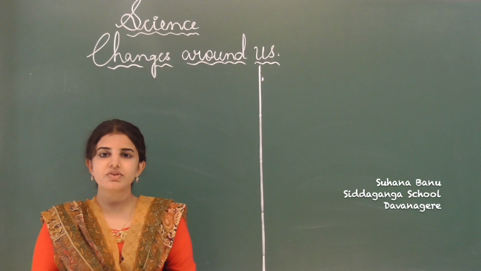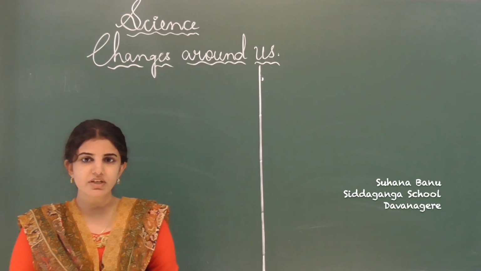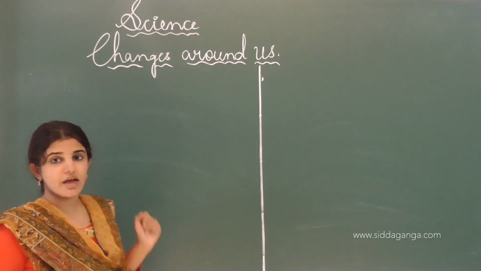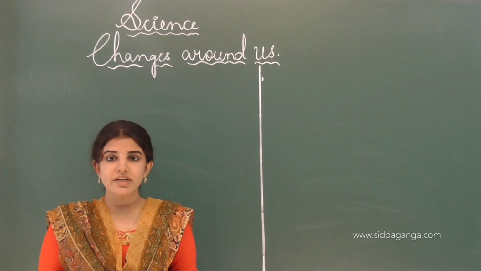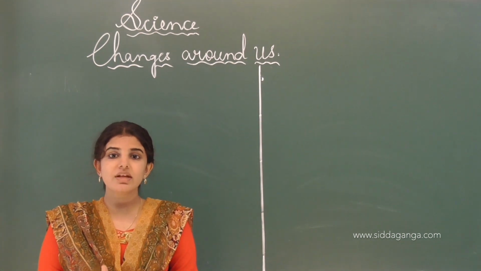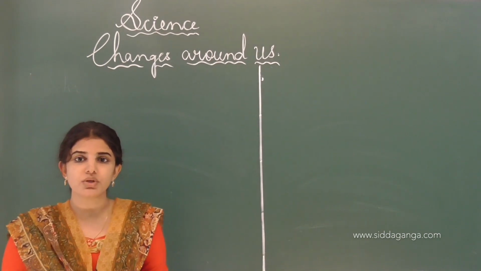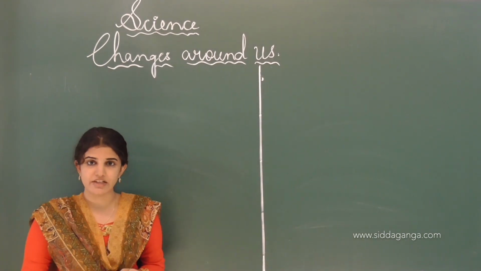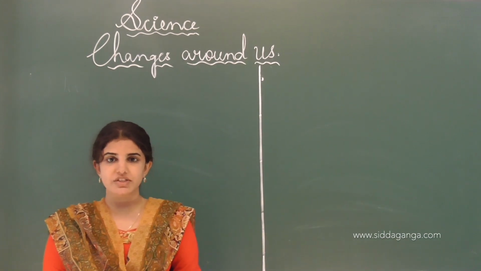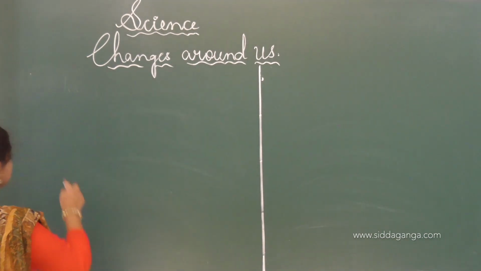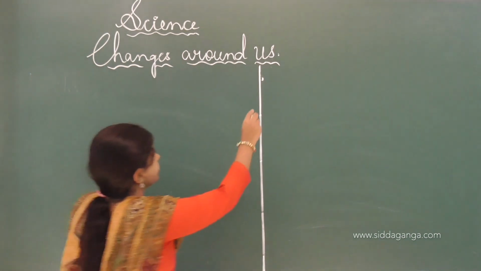Hello my dear students, we have been discussing the chapter Changes Around Us, and we have also studied the different types of changes. Change is the law of nature. As I told you, the different types of changes include natural change and artificial change. See, natural changes are those changes, I will write here.